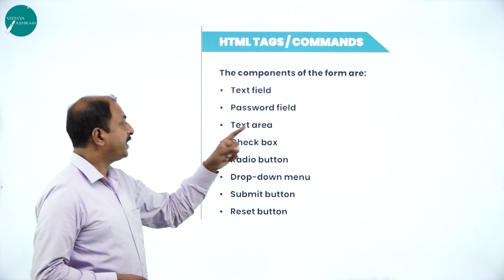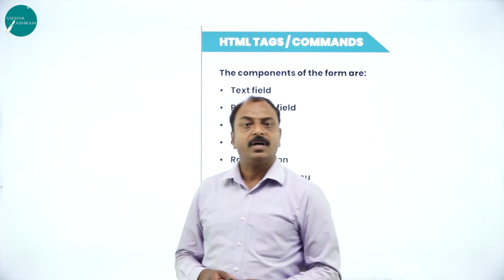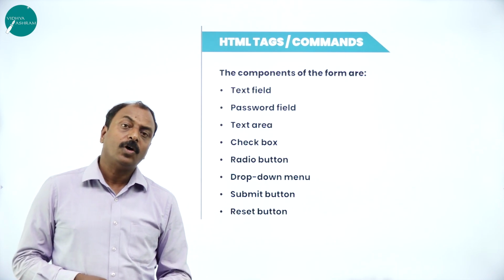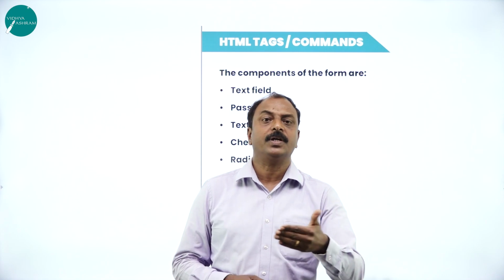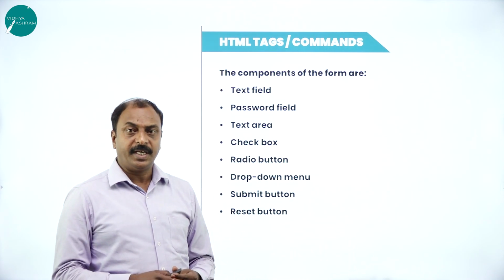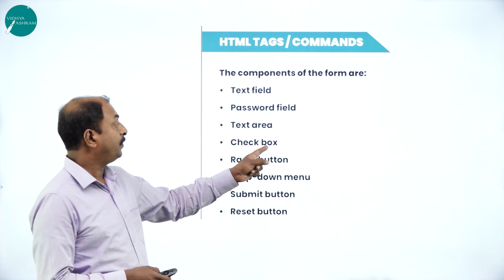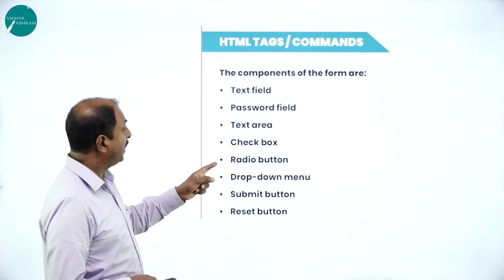Next, look at the checkbox. Check boxes are nothing but square boxes where the user has to select a number of options, maybe hobbies, or a number of options for different combinations, anything. So here the user has to tick. We say we have to check the boxes or tick the appropriate option for us. That is check boxes. And here, radio button.